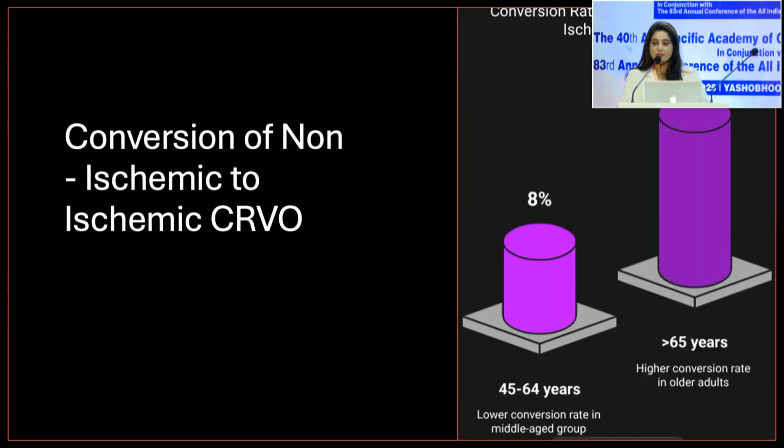There are chances of vitreous hemorrhage, and it can also lead to optic nerve atrophy. So the conversion rate of non-ischemic CRVO to ischemic CRVO has been studied: if the age is around 45 to 64 years, the conversion rate is around 8% with 18 months of follow-up, and if the age is more than 65 years, there is a higher conversion rate, around 18%. So basically, if the age is more than 65 years, there are higher chances of conversion of non-ischemic CRVO to ischemic CRVO.